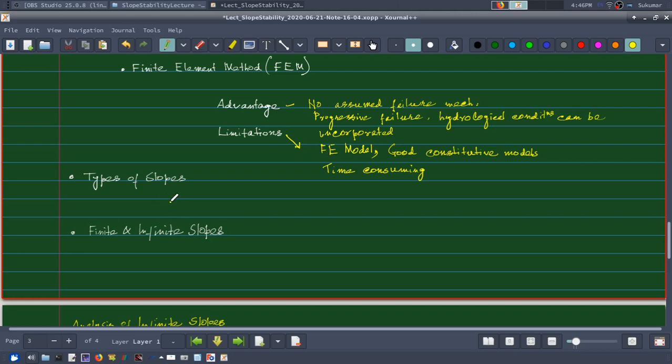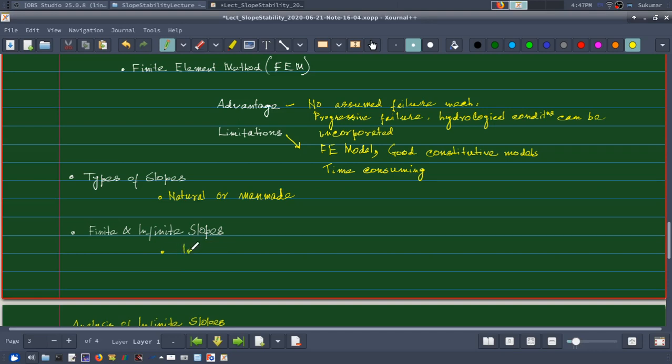Then we have types of slopes. I can classify slopes as natural or man-made. That is one of the most preliminary kinds of classification, natural or man-made. Man-made slopes may be dams, embankments, road cuttings, etc. Then we can also classify the slopes into finite and infinite slope.